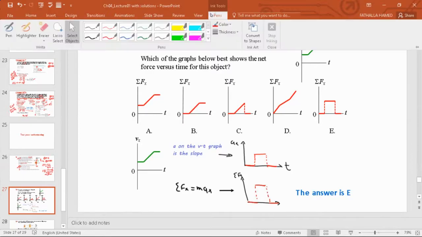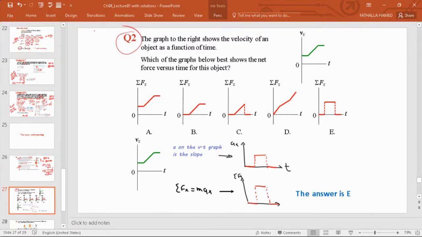In question 2 here, they give you a VT graph. And they ask you which one of these force T graphs will represent this. Now, we know that when we talked about the F, we said it should equal to MA. In this situation, we only have X, because they give you Fx here. So you look at Fx equal to MAX.